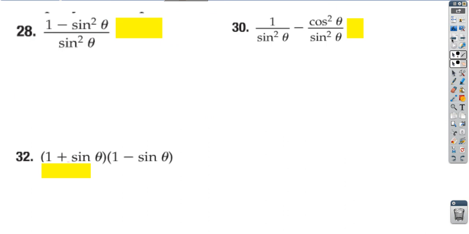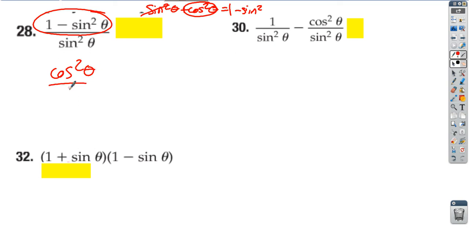Alright, last one that I want to show you is, let's see, actually let's do all of these. These are good practice. So this is, again, if you see sine squared and you see a 1, it should make you think of this identity right here. And if we subtract sine squared from both sides, we see that 1 minus sine squared is equal to cos squared. So this is the same thing as cos squared over sine squared. And that's an identity. Cos over sine is equal to cotan. So cos squared over sine squared would be that right there.